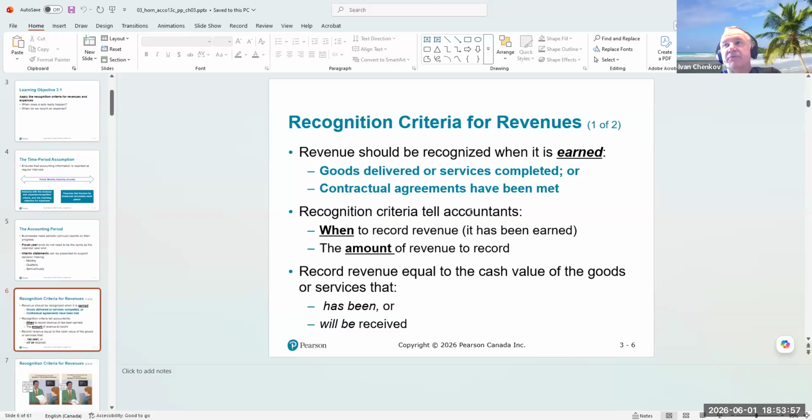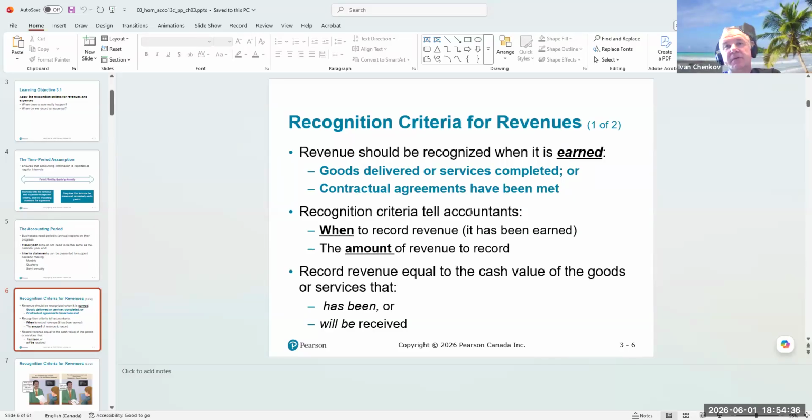On those reports, what do we have to show? We have to show revenue, and we have to show the expenses. We always have to match the revenue with the expenses. Now, the problem with the revenue is when the revenue is earned: when the cash is received, or when the goods are delivered, or the service is delivered, or the agreement in the contract has been met. That's what we're going to think about and talk about today.